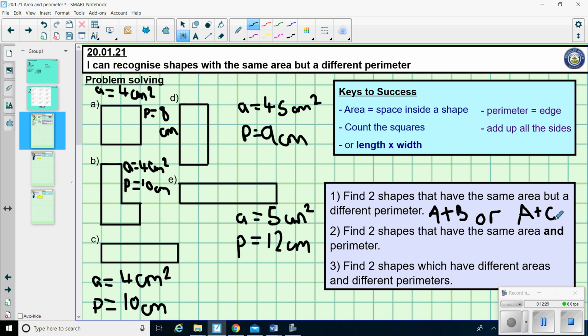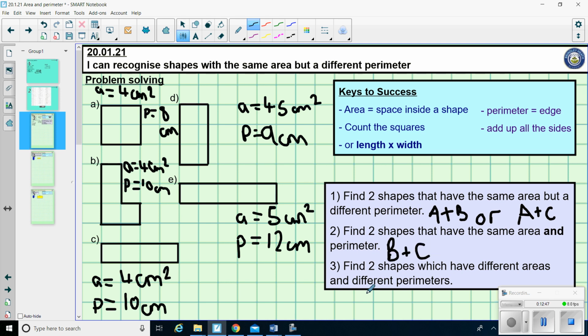Okay, question 2. Find 2 shapes that have the same area and perimeter. So I want same area and same perimeter. Well, the only ones that have got the same area and perimeter are B and C. So for question 2, my answers must be B and C.